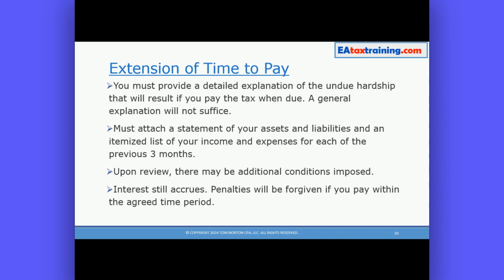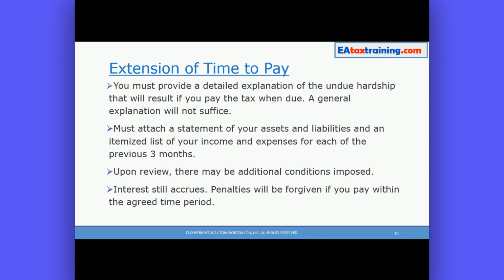You must attach a statement of your assets and your liabilities and an itemized list of your income and expenses for each of the previous 3 months. Once the IRS reviews it, they may impose additional conditions, and interest will still accrue. However, penalties will be forgiven as long as you pay within the agreed upon time period.